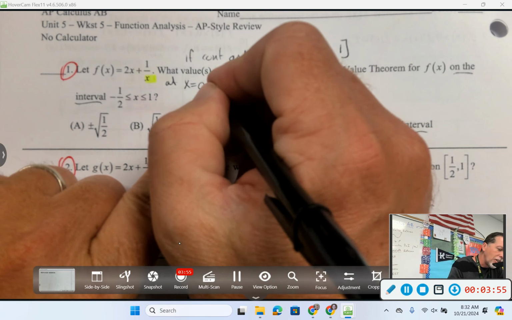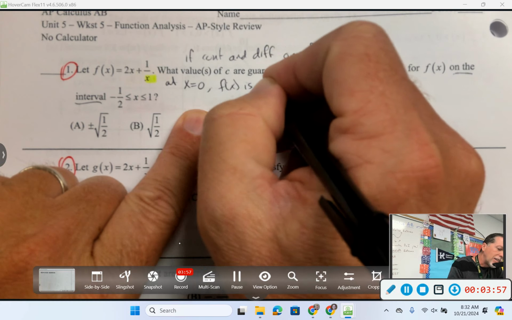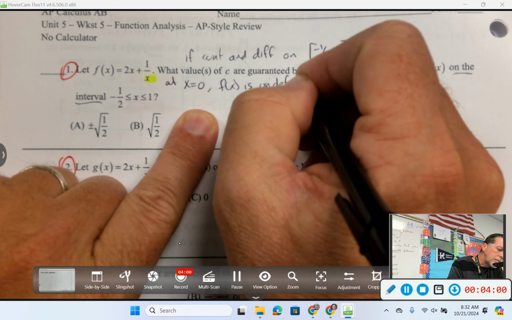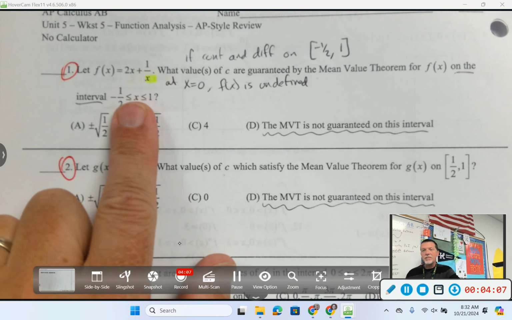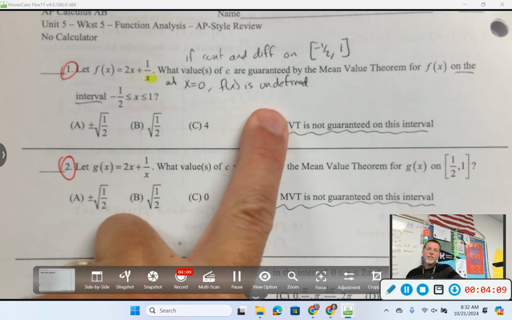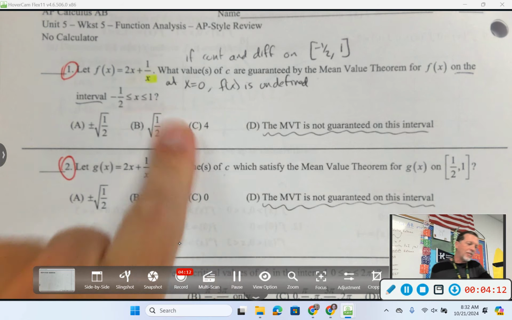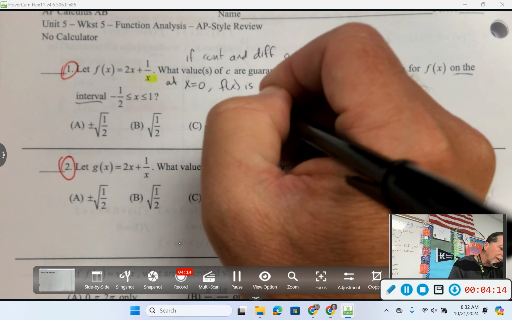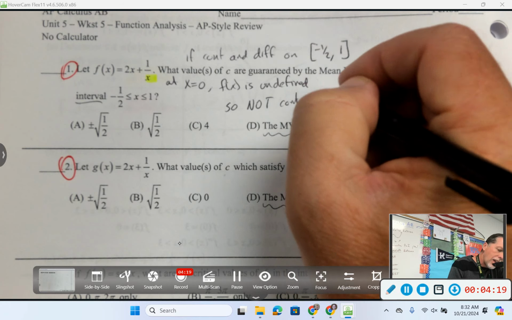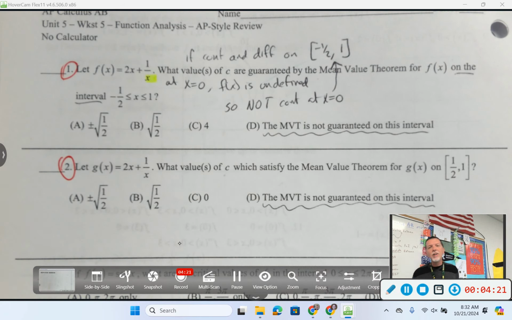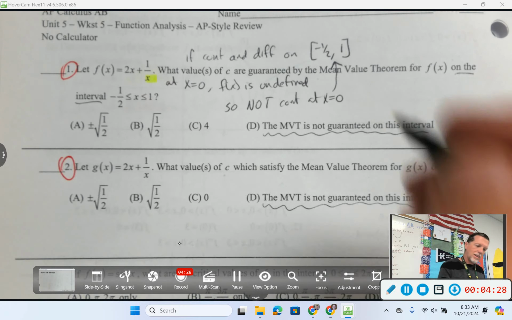At x equals 0, f of x is undefined because we can't divide by 0. Again, in pre-cal and in other places in calculus, we might want to know exactly what's going on there, but for this, that's enough. It's not defined at 0, so it's not continuous at 0, and 0 is on the interval, so we don't meet the conditions for MVT.